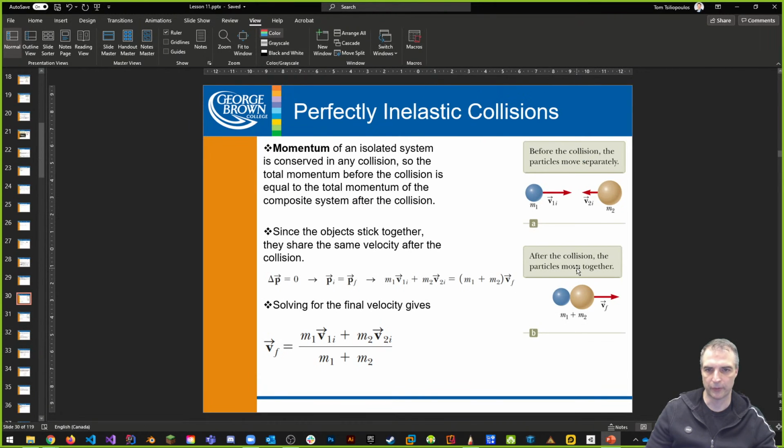Okay, here's some examples. Perfectly inelastic collisions, right? The momentum of an isolated system is conserved in any collision, so the total momentum before the collision is equal to the total momentum of the composite system after the collision. Remember, we're combining two masses. Each mass is its own system, if you will, right? I'm combining or making a composite. Once I make a composite, I have a perfectly inelastic collision. So before the collision, the particles move separately. After the collision, the particles move together. This is a perfectly inelastic example.